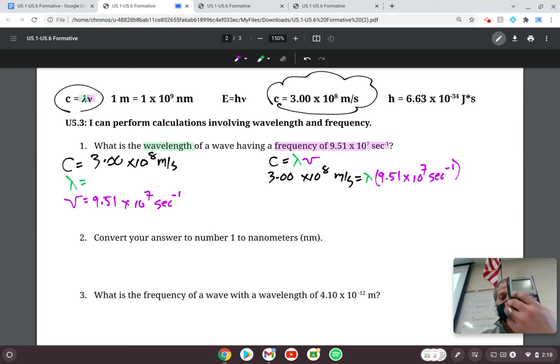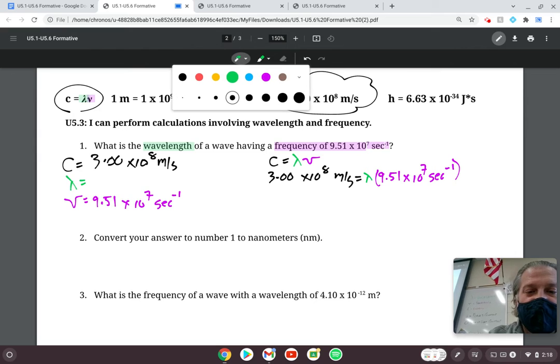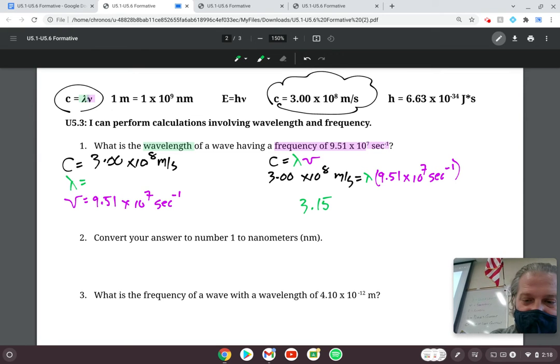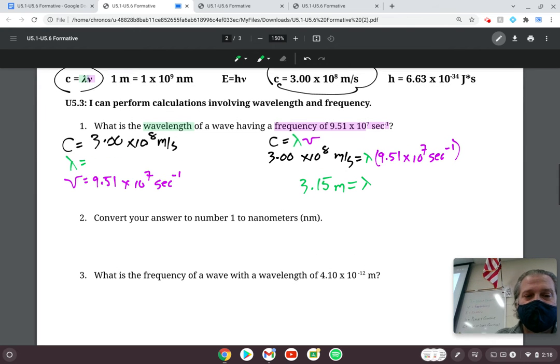I'm going to use my calculator, and I'm going to solve by taking 3 times 10 to the 8 divided by 9.51 times 10 to the 7th. Help if I put in the calculator right. 3 times 10 to the 8 divided by 9.51 times 10 to the 7th. And I get a value here to be in the general area of 3.15, and the unit there is going to be meters for my wavelength.